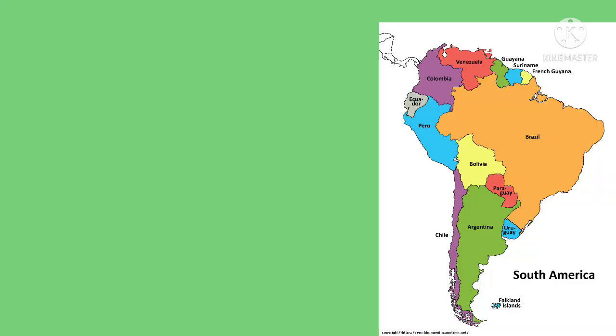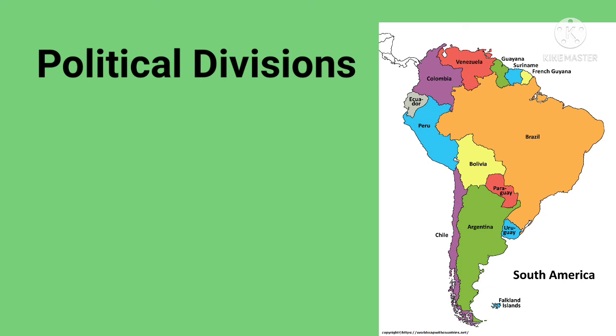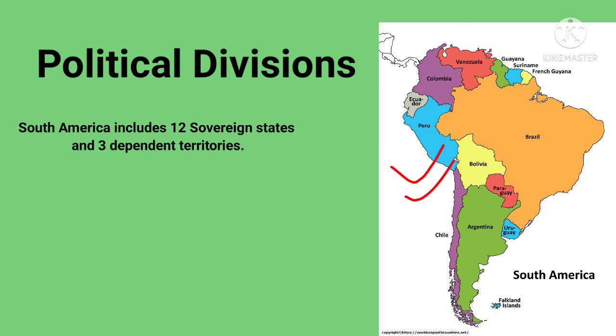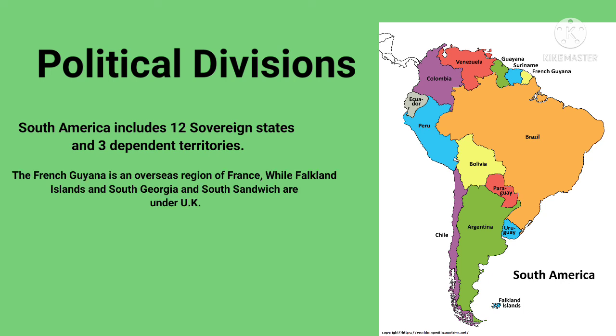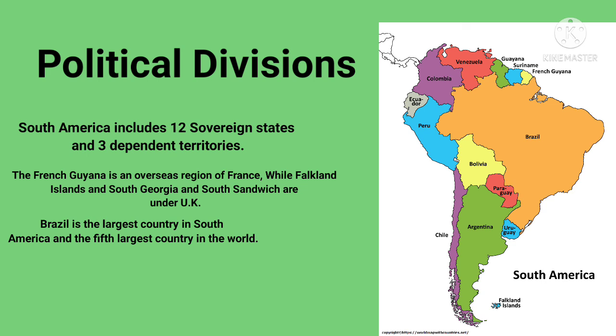Now let us move on to the next topic of our discussion, the political divisions of South America. As you can see in this map, South America includes 12 sovereign states and 3 dependent territories. Sovereign means free countries. The 3 dependent territories are French Guiana, which is an overseas region of France, and the Falkland Islands and South Georgia and the South Sandwich Islands, which are under the control of the United Kingdom, a European country.